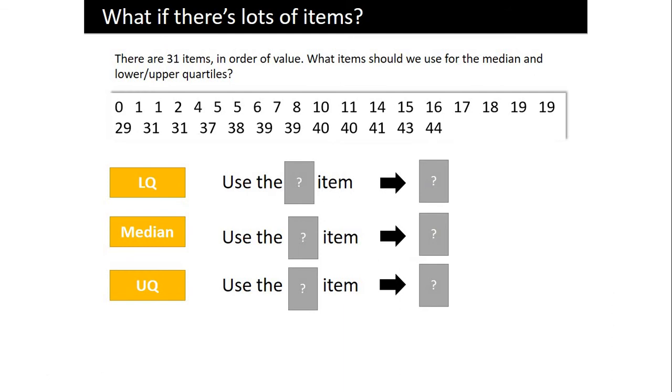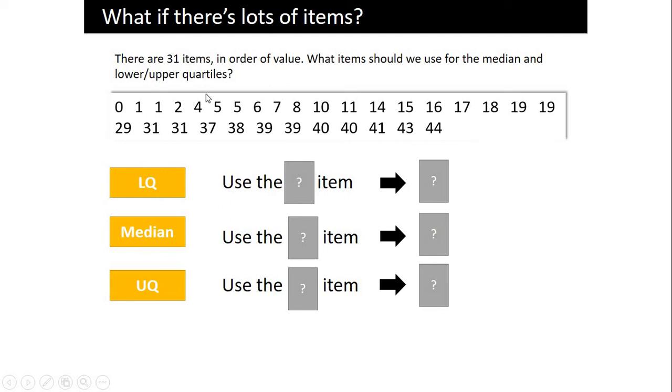What about if there are a lot of items? Suppose that there are 31 items in order of value, as you can see we've got an example here. What items should we use for the median and the lower and upper quartiles? So let's go for the median first.